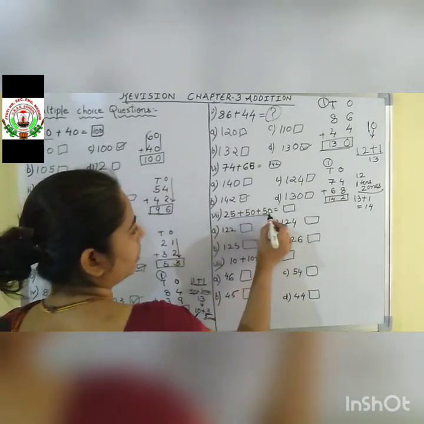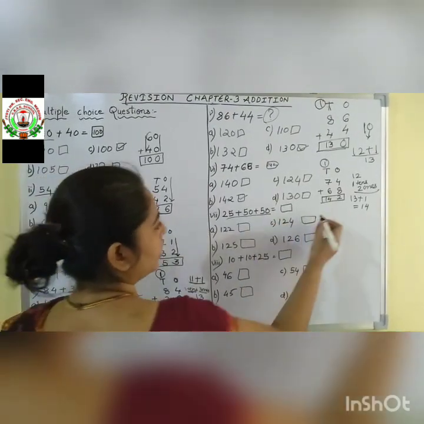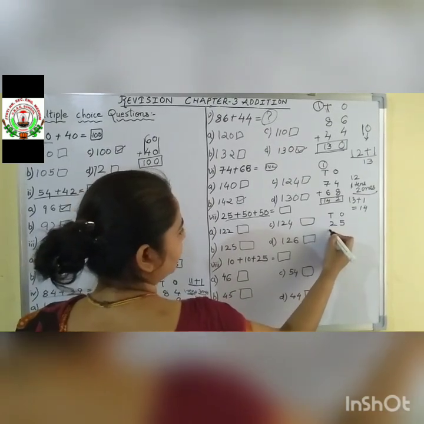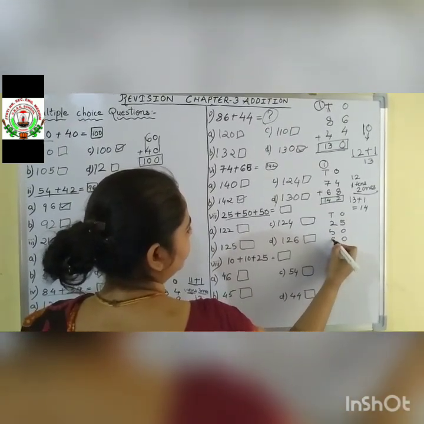Next question 25 plus 50 plus 50. 3 numbers are there. Tens and ones, 25, 50 and 50.